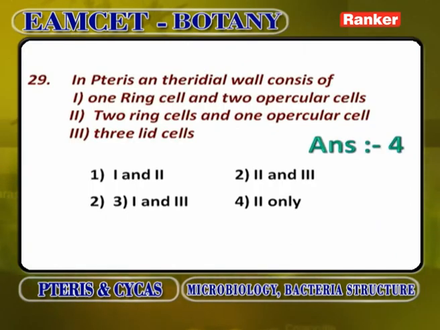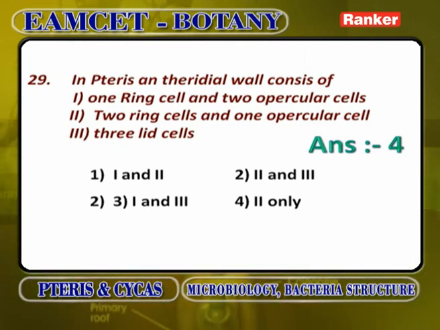Pteris antheridial wall consists of one ring cell and two opercular cells. One ring cell and two opercular cells is wrong. Two ring cells are present: first ring cell, second ring cell, and one opercular cell. Two rings of cells and one opercular cell is correct.